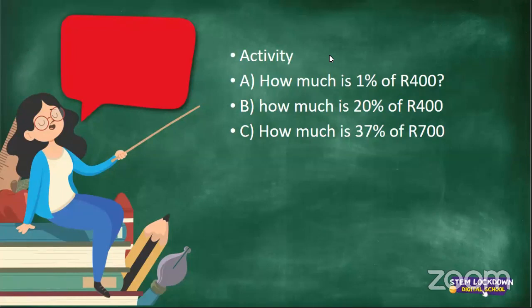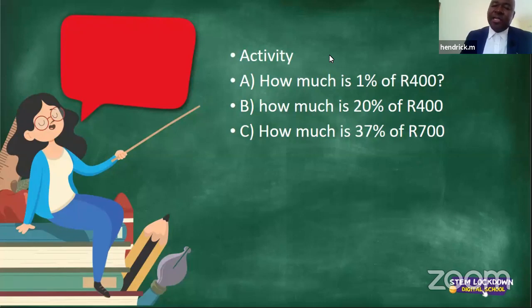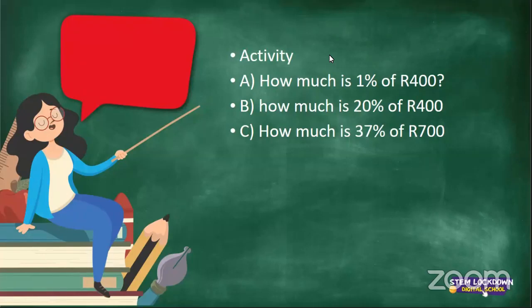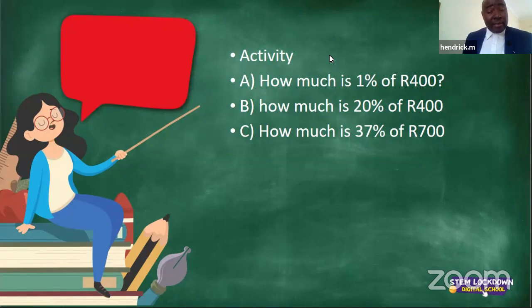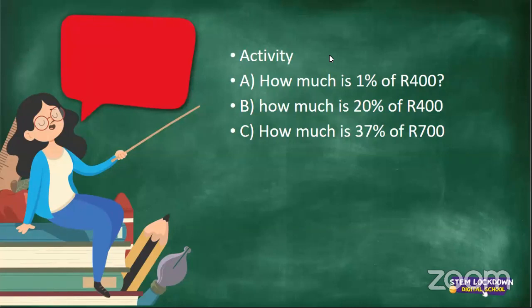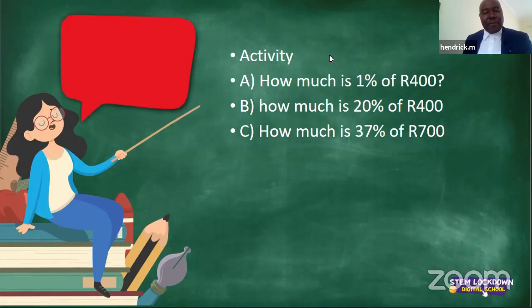Oh, sir. Yes. You've got 20% of 400. Now the first step, is it 200? Okay, so you got 200. Yes. Okay, tell me, how did you get the 200? What did you do to get to 200? I used a method. Okay, can you share your method with us?